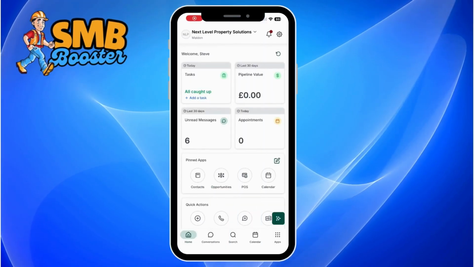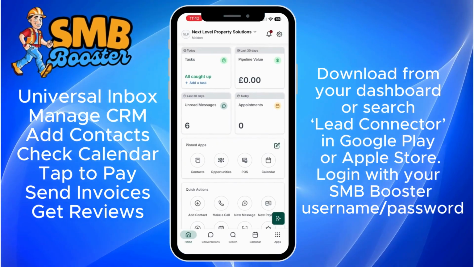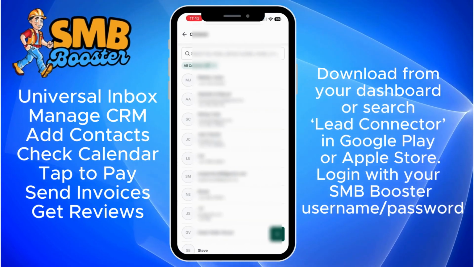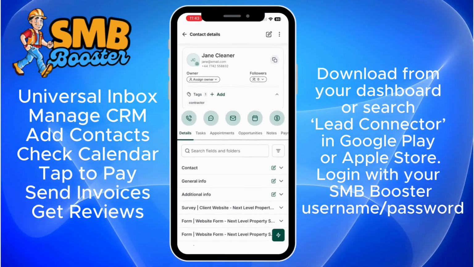One of the biggest advantages of SMB Booster is that you don't have to be sat at your desk to run your business. The mobile app gives you access to many of the same features you'll find on your computer, allowing you to stay connected wherever you are.